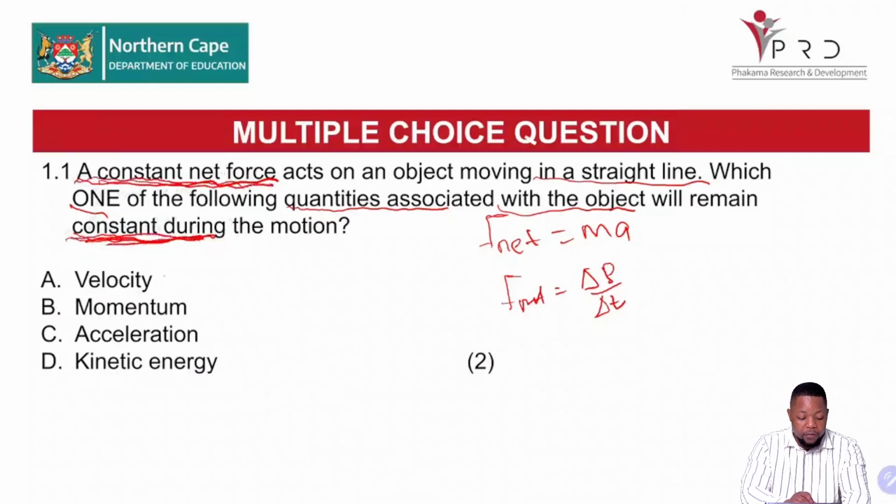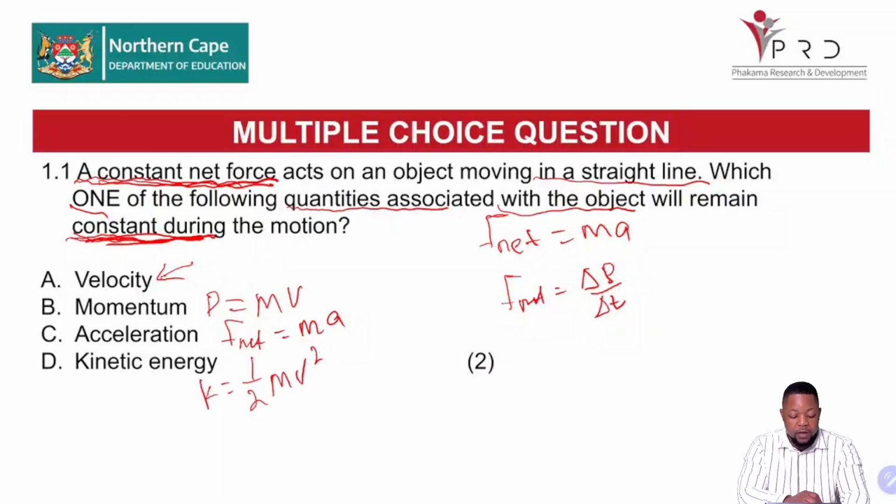Now, we have velocity here as an option. We have momentum, we have acceleration, and we have kinetic energy. For velocity, there are formulas which talk about velocity under vertical projectile motion. There's a formula for momentum, that is p is equal to mv. And there's a formula that has acceleration and force. We've talked about it just now: F net is equal to ma. And then we have a formula for kinetic energy, that is half mv squared. So your K is equal to half mv squared.